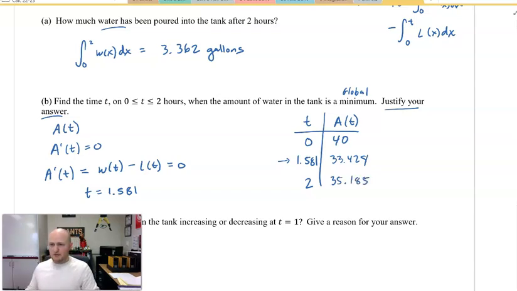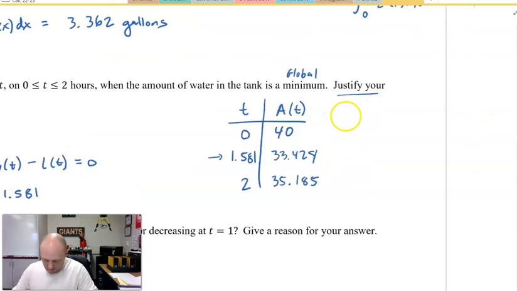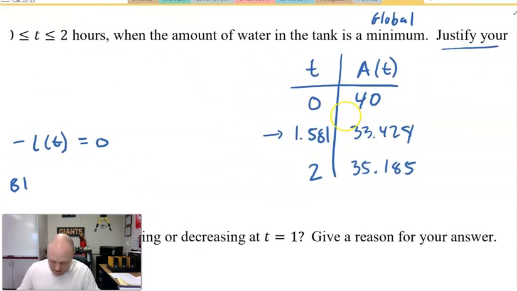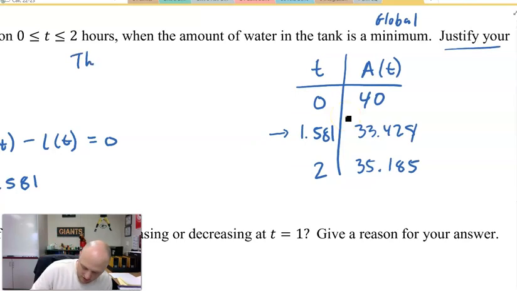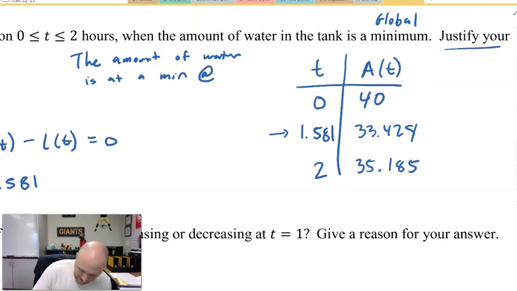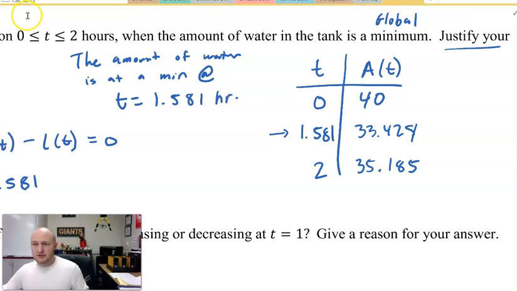Okay, so when is the amount at a minimum? So we can say the amount of water is at a minimum at t equals 1.581 hours. And there you go.